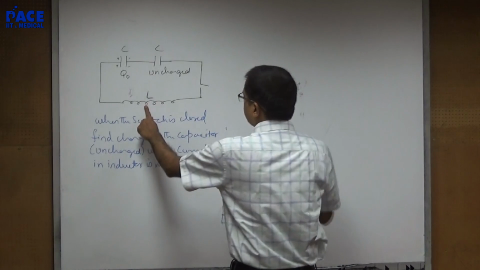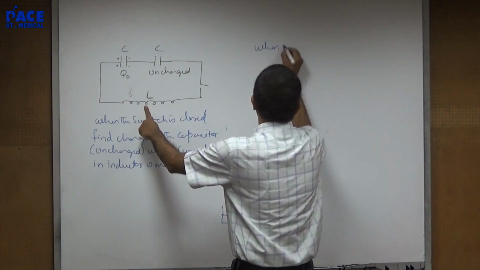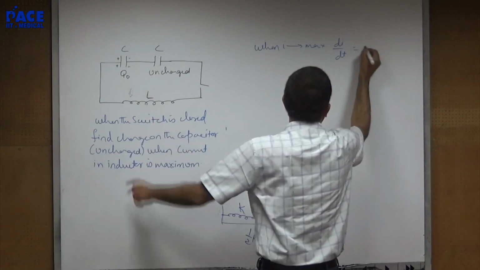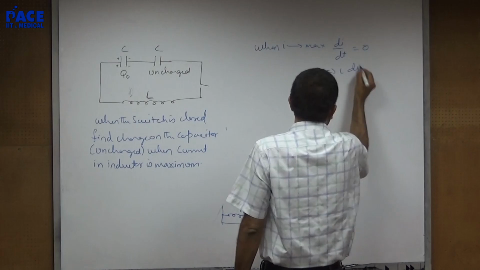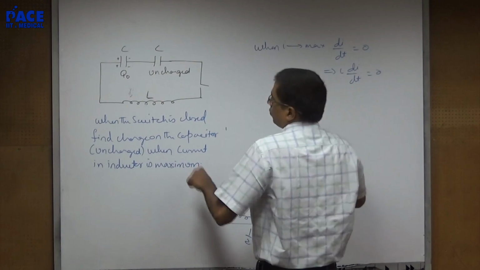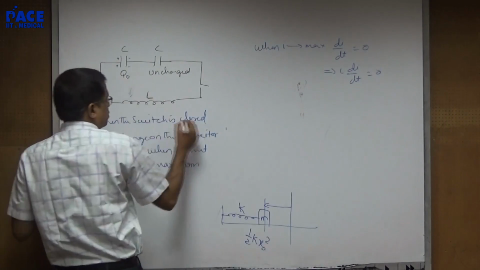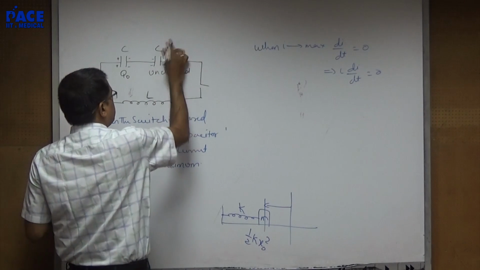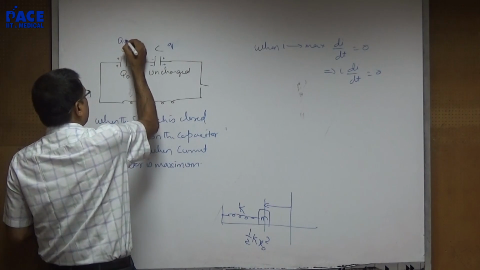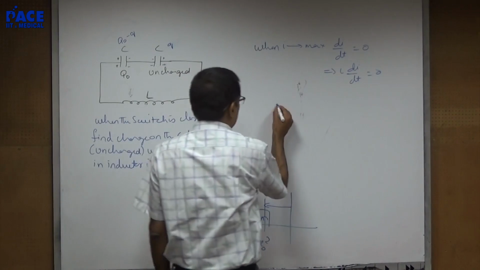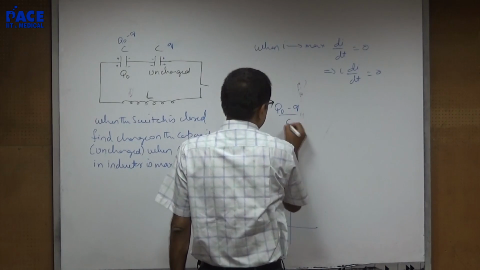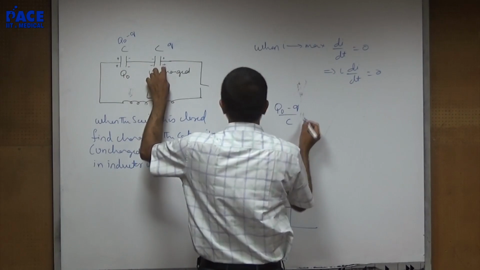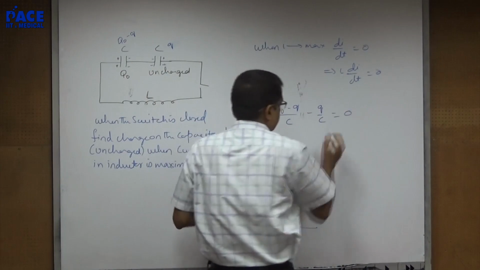See, when the current is maximum in it, when I is maximum, di by dt will be 0, implies L di by dt will be 0. At that instant, if I have some negative and some positive charge, this will be small q charge, this will be capital Q naught minus small q. Capital Q naught minus small q by C. I am going in the clockwise direction, right? Minus q by C is equal to 0.